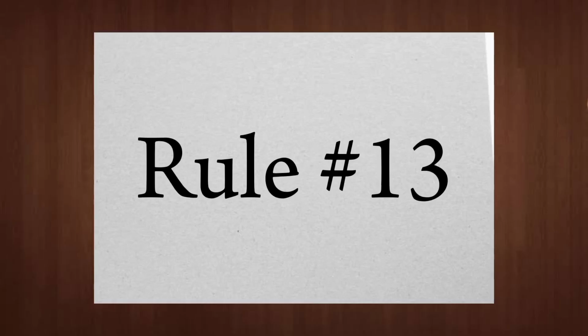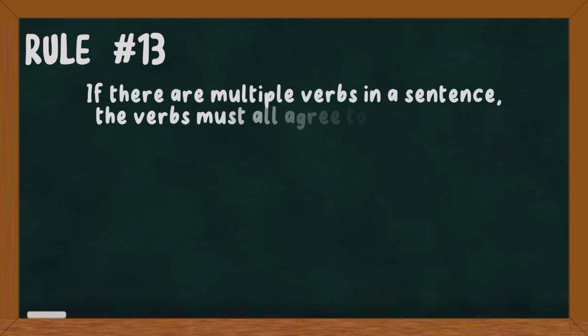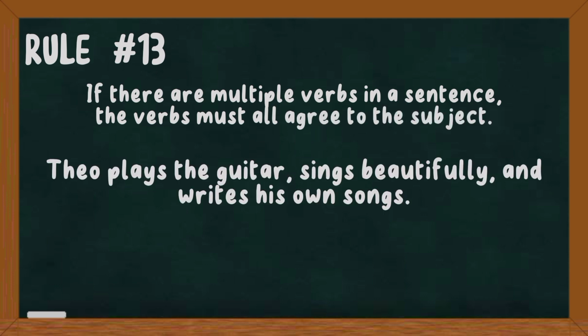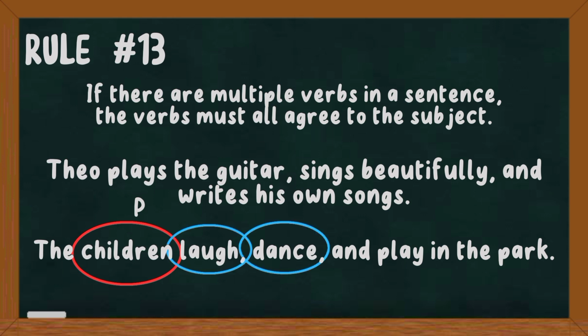Rule number 13. If there are multiple verbs referring to the subject in a sentence, these verbs must agree with the subject. For example, Theo plays the guitar, sings beautifully, and writes his own songs. Theo, as we should know, is singular, so all of the verbs pertaining to him must be in singular form. Plays, sings, and writes. Another, the children laugh, dance, and play in the park. The children is a plural noun. The verbs laugh, dance, and play are in plural form.